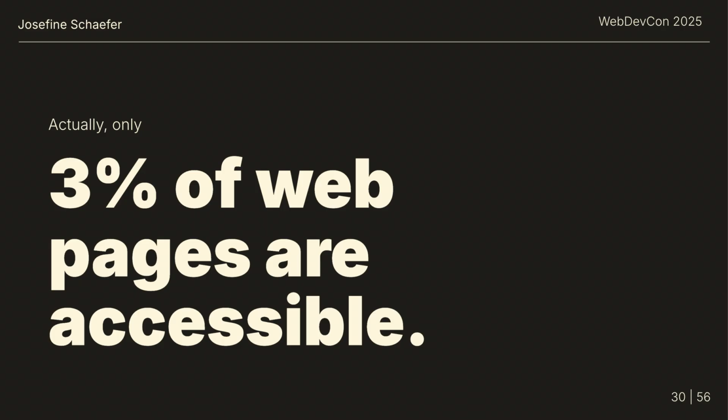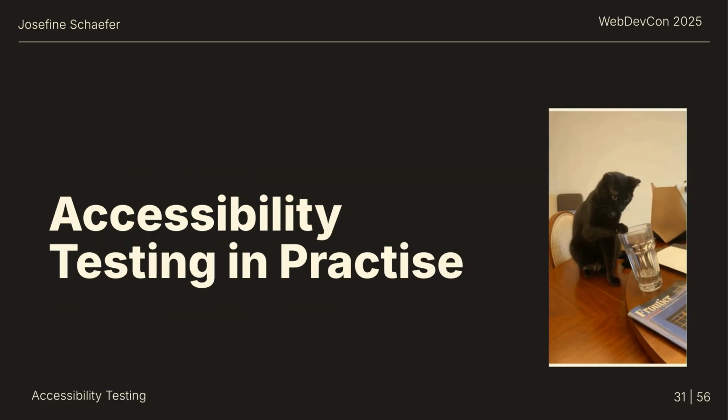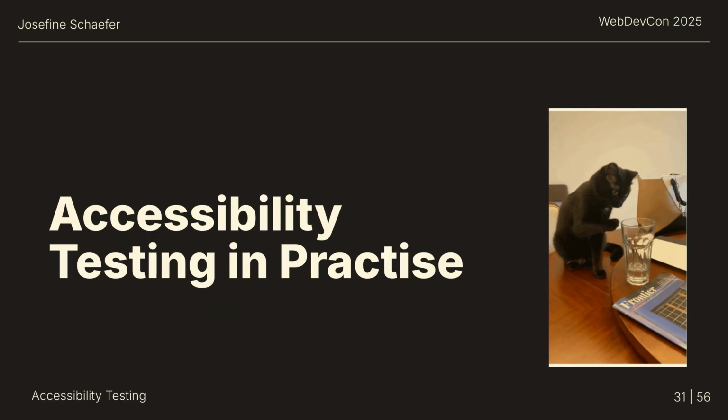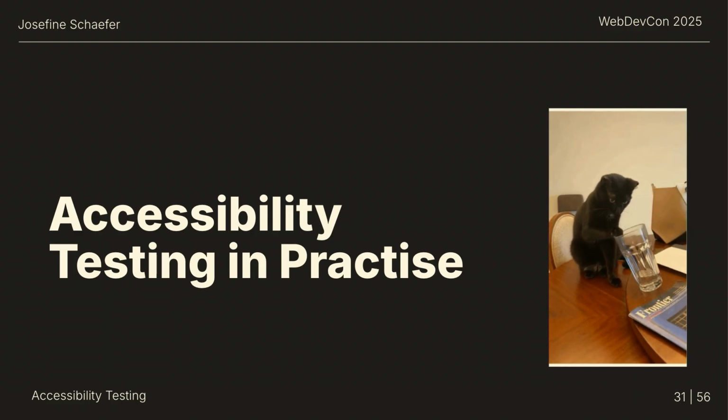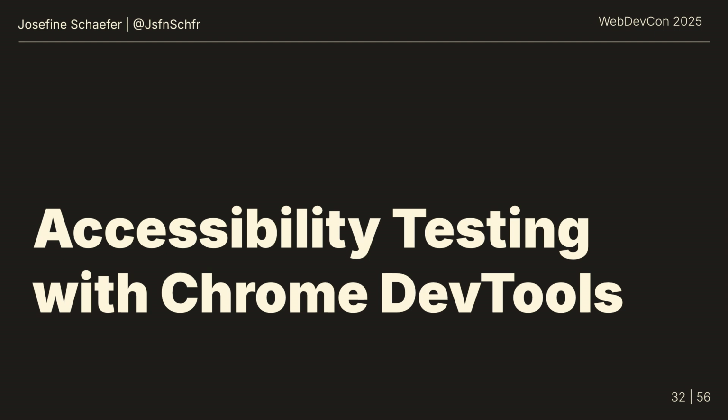So people get this wrong a lot, and that's why, unfortunately, only 3% of the web pages in this report are accessible, right? Or are without those automated errors, which doesn't necessarily mean they're fully accessible, but for the sake of the argument. And so now we're going to have a look at how we can actually address these issues in Chrome and maybe find them and address them. And let's dive right in.